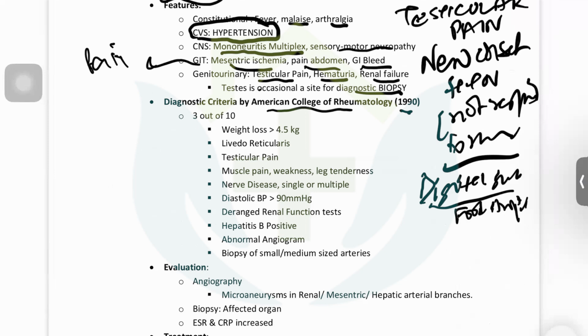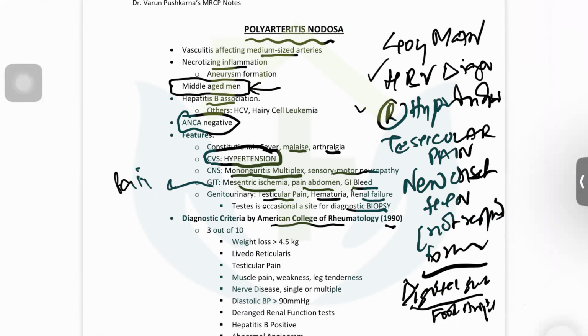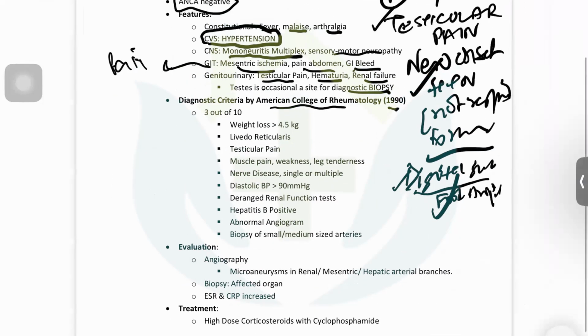Although there are 10 different criteria mentioned, you only need 3 to make a diagnosis. I've given you so many of them. I've given you a 40-year-old man, hepatitis B, right hypochondrial pain, testicular pain, new onset hypertension, digital gangrene, foot drop. Let's see if I can find. Weight loss of more than 4.5 kg, livedo reticularis, we all know. Testicular pain, from my question, it is there.